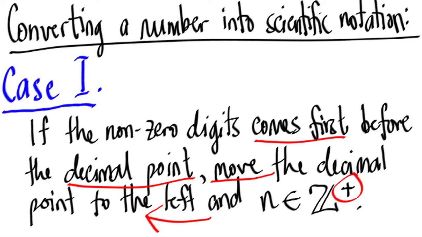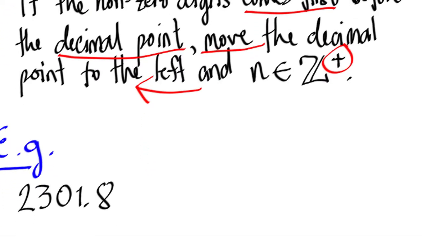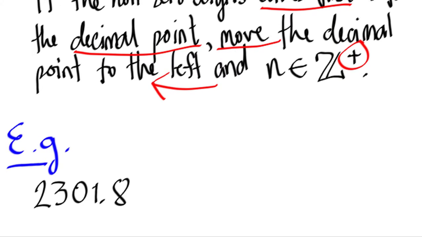As an example, let's have 2,301.8. Imagine this is the weight of a very big object, let's say in kilograms. We want to express this in scientific notation. How can we do that? Notice this is case one because the non-zero digits come first before the decimal point. So what we will do is move the decimal point until we satisfy the value of a.